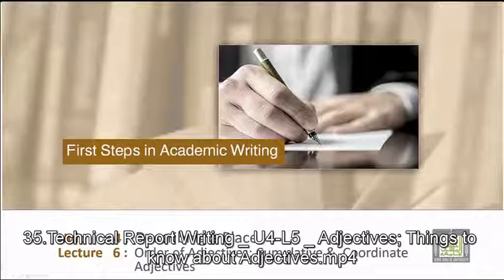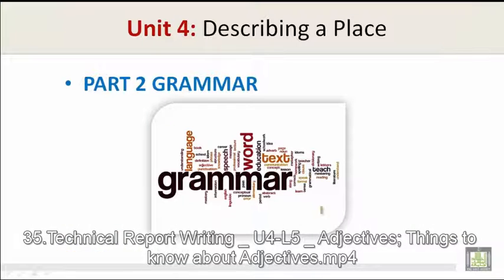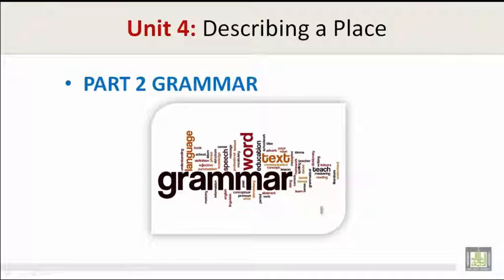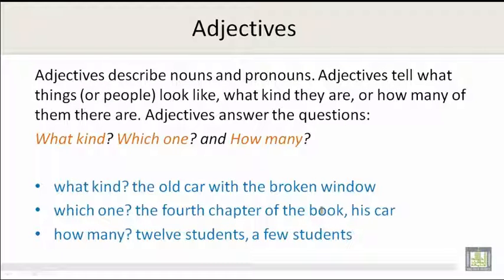Unit 4, Describing a Place. Part 2, Grammar. Adjectives. Adjectives describe nouns and pronouns. Adjectives tell what things or people look like, what kind they are, or how many of them there are. Adjectives answer the questions, what kind, which one, and how many.